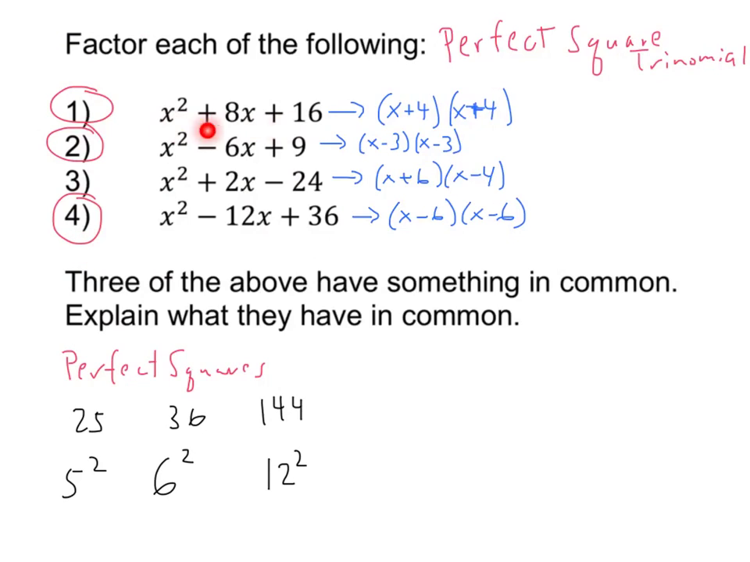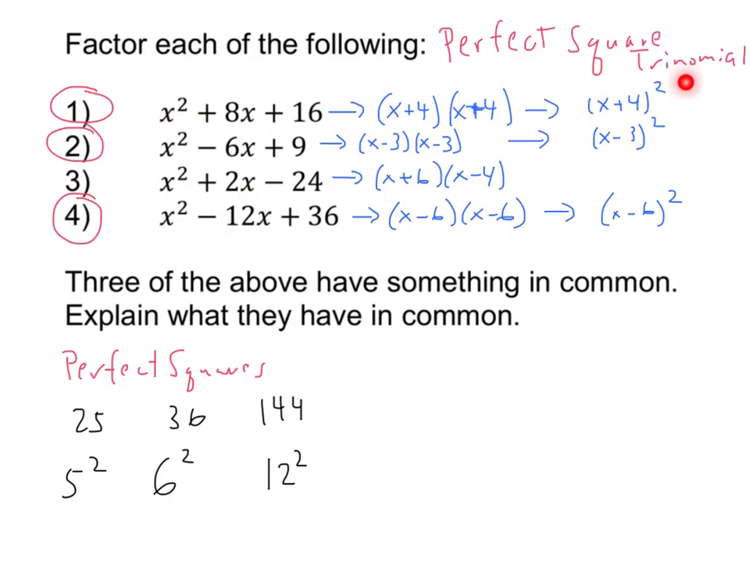So 1, 2, and 4 are perfect square trinomials. This first one is a perfect square trinomial because it could be rewritten as x plus 4 squared. Number 2, x squared minus 6x plus 9, is a perfect square trinomial because it could be rewritten as x minus 3 squared. Same thing with number 4, which could be rewritten as x minus 6 squared. Obviously, not all trinomials fit this pattern, but there are certain special ones that are perfect square trinomials, and this video is about that pattern.